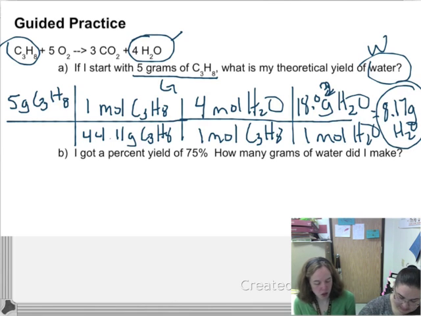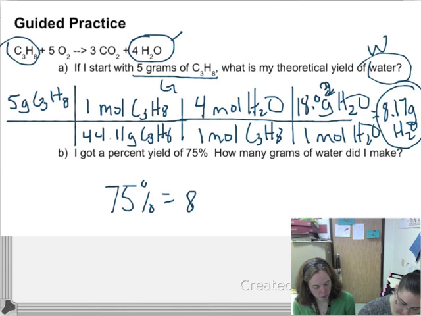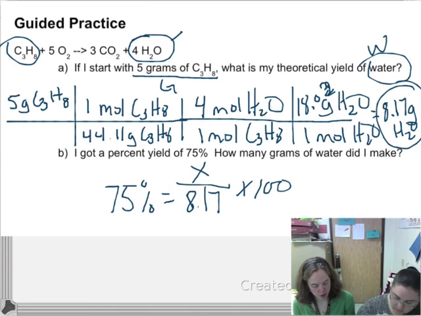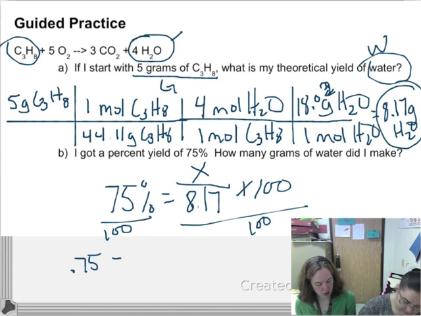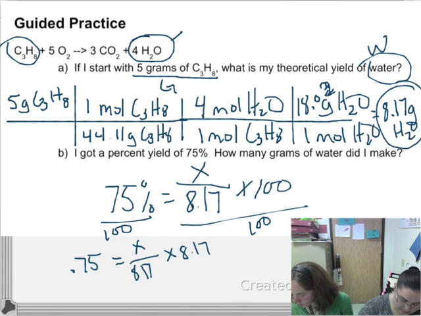What's our next question asking us to do? If the percent yield is 75%, I'm going to write this backwards. Well, I know percent yield equals actual over theoretical times 100, and I just figured out what my theoretical is. I don't know my actual. So we just undo everything. We're going to divide by 100 and get 0.75, and that gives us x over 8.17. And so multiply by 8.17 to get it out of the bottom.